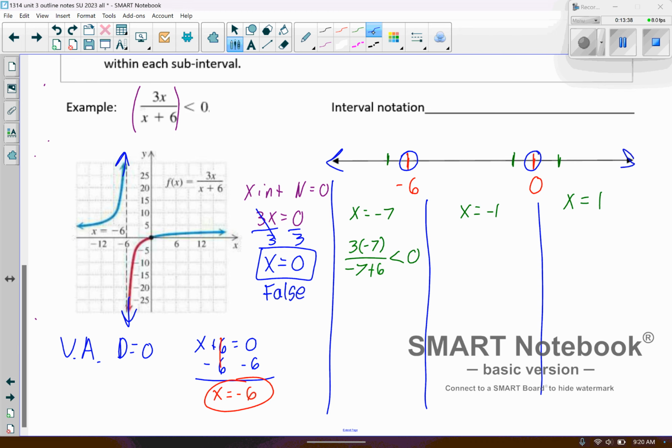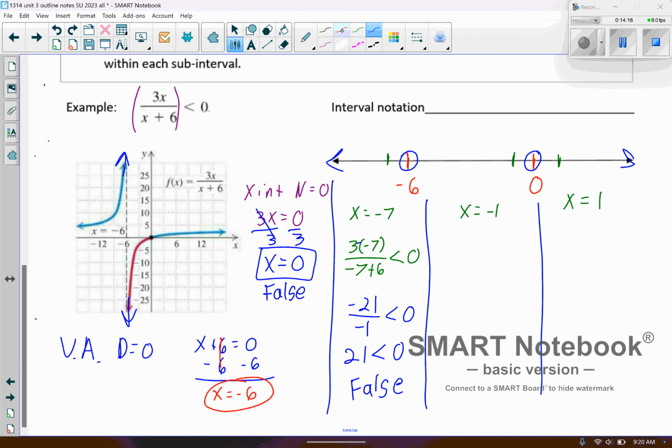Well, let's clean this up a little bit, and I'll probably be able to tell pretty easily. 3 times negative 7 is negative 21. And then on bottom, negative 7 plus 6 is negative 1. Is that greater than 0? Yes, it is, because a negative divided by a negative is positive. Oh, I'm sorry. No, it's not true. It's false. Sorry about that. A negative divided by a negative is positive, which is positive 21, which is not less than 0. 21 is not less than 0, so that is going to be false. So we are not going to shade that part.